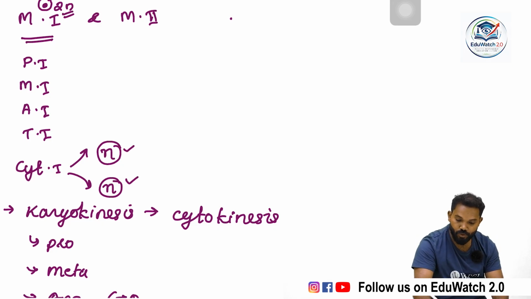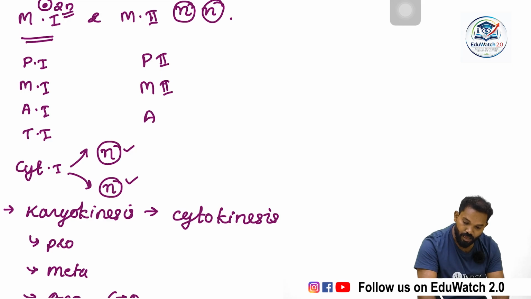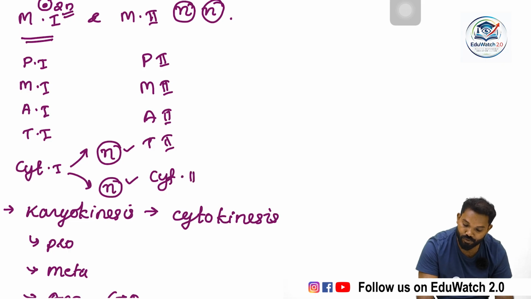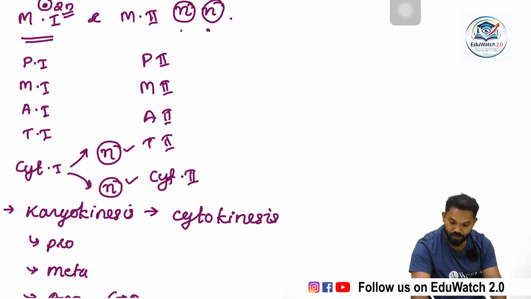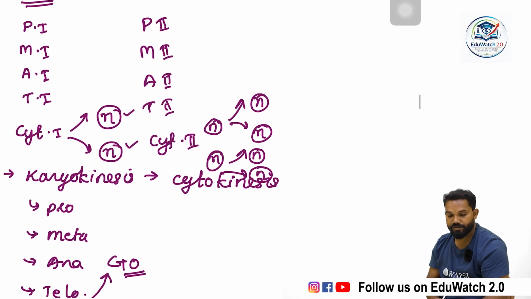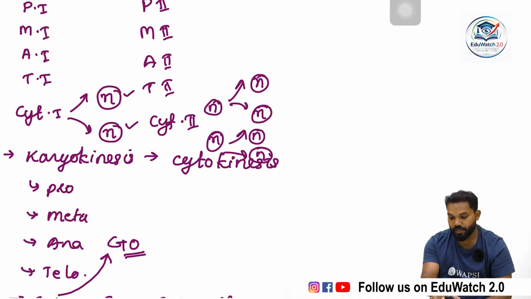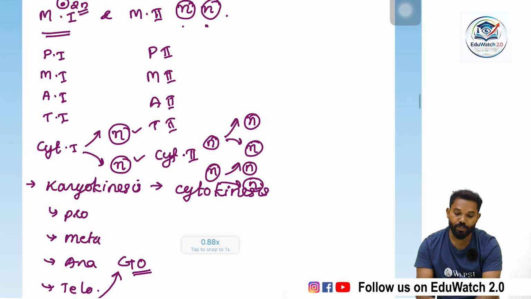And these 2 haploid daughter cells enter into meiosis 2. Here also there are prophase 2, metaphase 2, anaphase 2 and telophase 2, and also there is a cytokinesis 2. So these two daughter cells enter into cytokinesis and produce two daughter cells each. Hence the total daughter cells of meiosis is 4 and they are haploid in nature. So this one is all about meiosis.